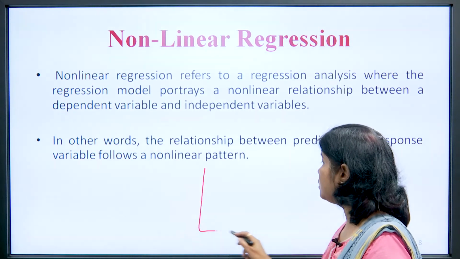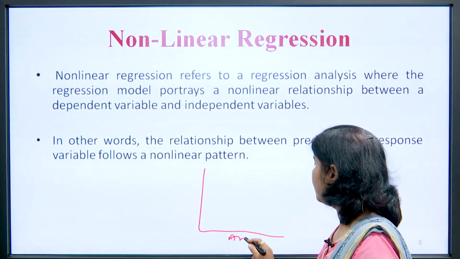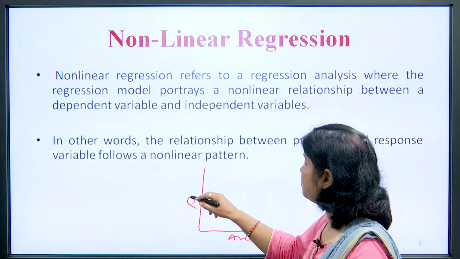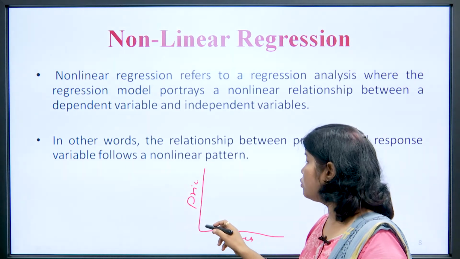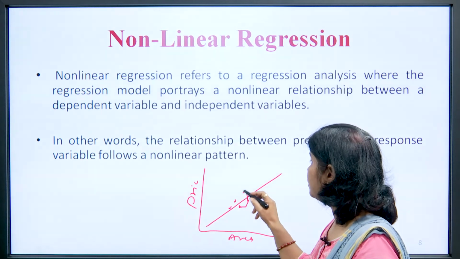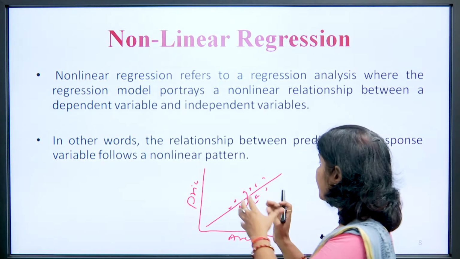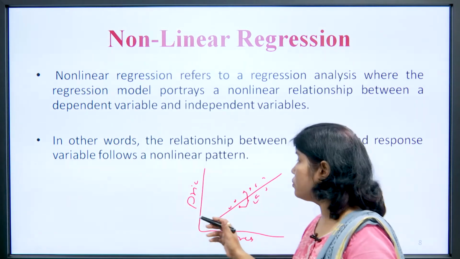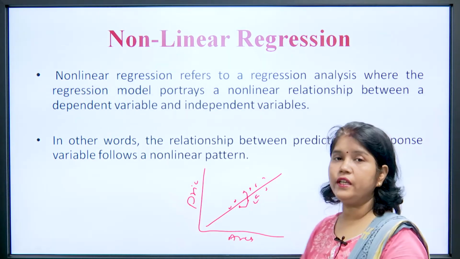So, if I am saying this is the area and this is the price. So, if it is of a linear nature, what happens? Your data will be scattered in a very close manner, right. So, this is the linear kind of nature.